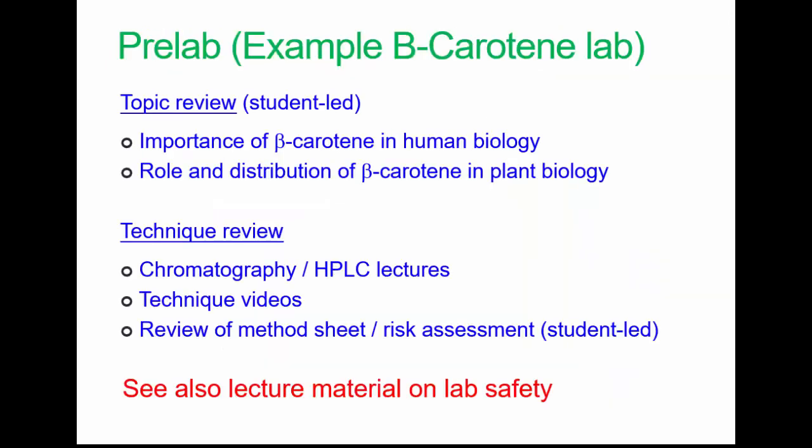Okay, pre-lab work. In your introduction, you should be thinking about why questions and also how questions. Why do we care about, in this case, beta-carotene? What does it mean to us? Why is it important in human biology? We get most of our beta-carotene from plants. Why do plants need beta-carotene? How widely distributed is it? What are good sources of beta-carotenes in terms of nutrition?